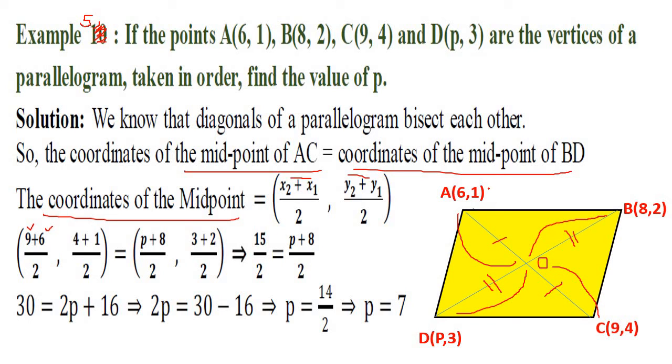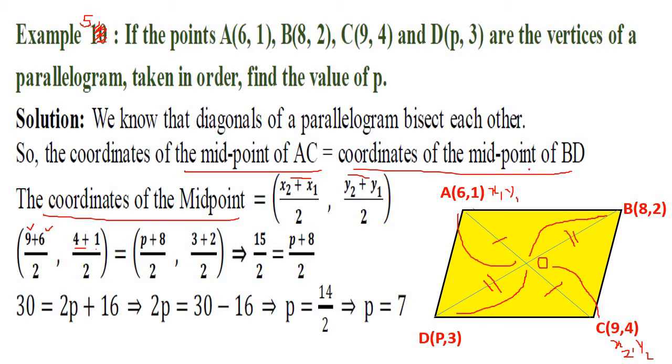So this is x1, y1 for the coordinate AC, and this point is x2, y2. So we can take (9 plus 6) by 2, and y2 is 4, so (4 plus 1) divided by 2.